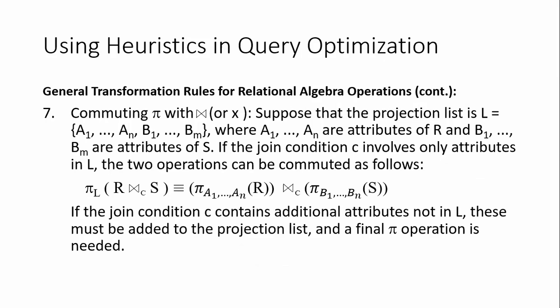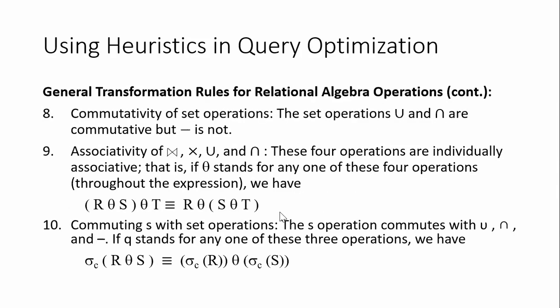Then if you have a join operation and then a list of attributes to retain, what you can do is apply the projection to both R and S, and then make a join condition. Next, we can talk about set operations. For set operations, we have the union, intersection, and difference, which behave almost the same.